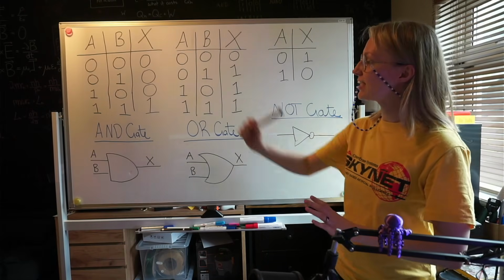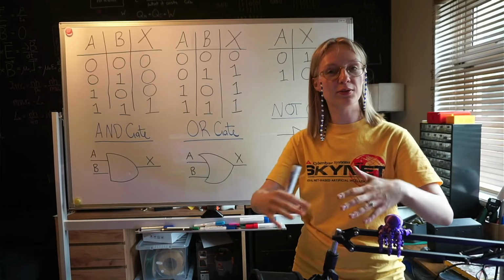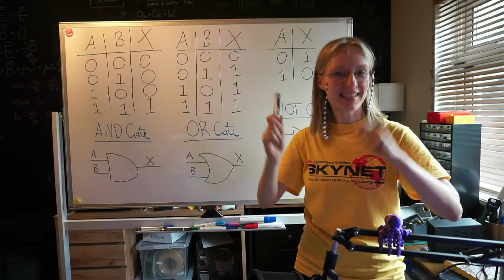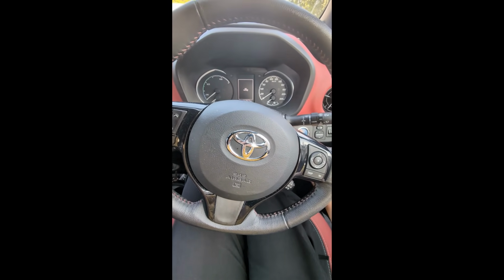Now that we've covered an AND gate and a NOT gate, I want to show you something really cool that you can find around your house. Well, actually outside. Let's go into your car. All right, so we're in our car.